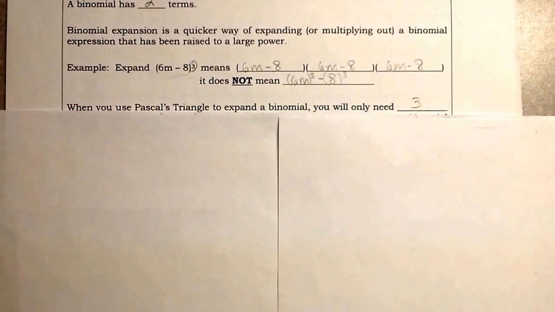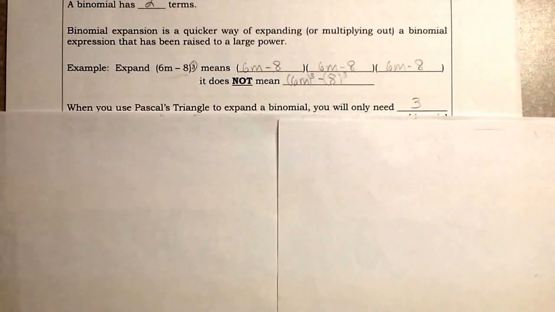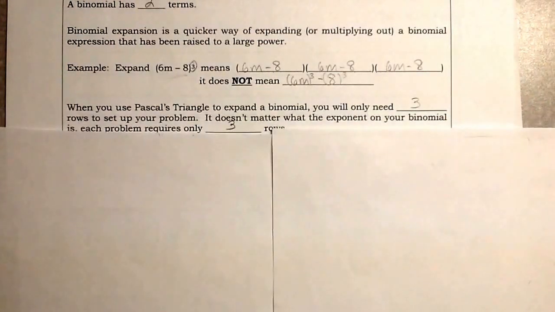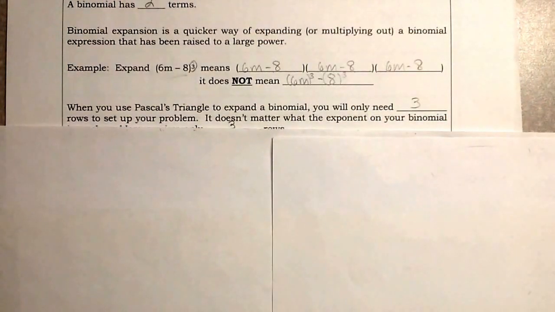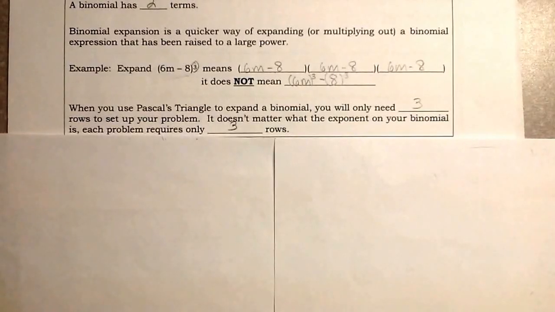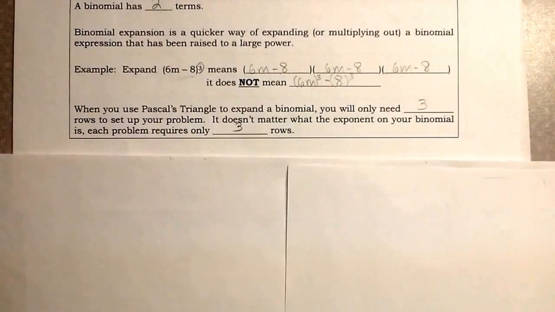So when you use Pascal's triangle to expand a binomial, you're only going to need 3 rows to set up your problem. And it doesn't matter what the exponent on your binomial is. Each problem only requires 3 rows. So let's get started with Pascal's triangle. First, you need to know how to create Pascal's triangle.